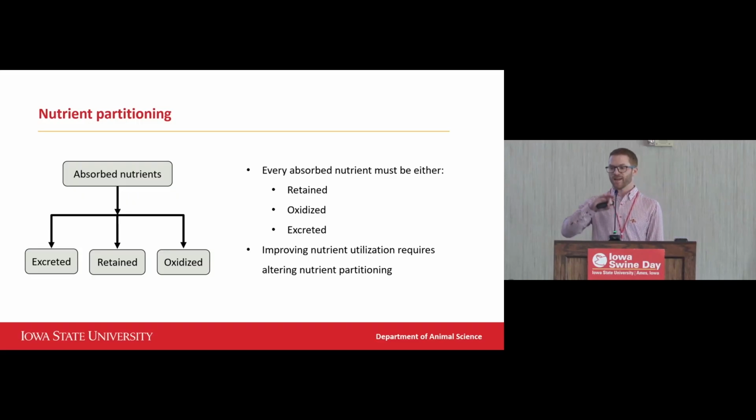And so when we think again of this whole pathway of nutrient utilization, when we think about how do we improve it, it becomes a nutrient partitioning question. What can we do to alter the amount of nutrients proportionally that ends up in one of these three, what I'll call pools: retained, oxidized, or excreted?